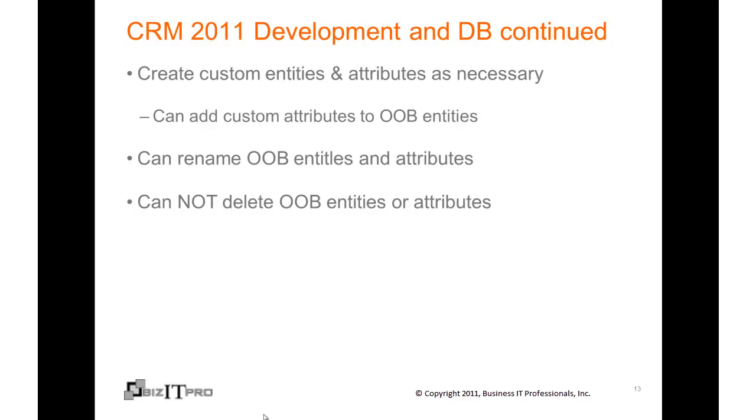For instance, you might choose to rename the account entity to be company and companies as a plural name. Or you might choose to take the account number and change that to company number. You cannot delete any of the system entities or attributes or out-of-box entities.